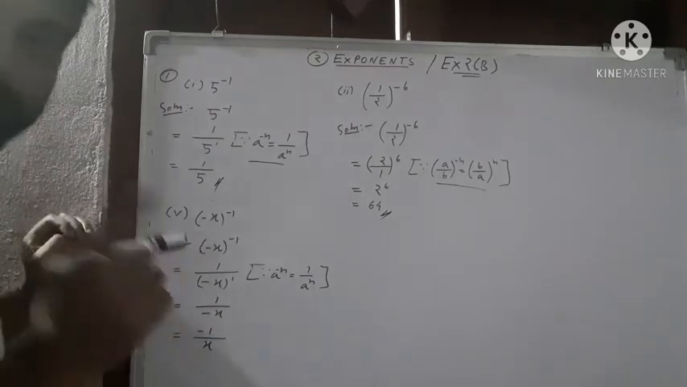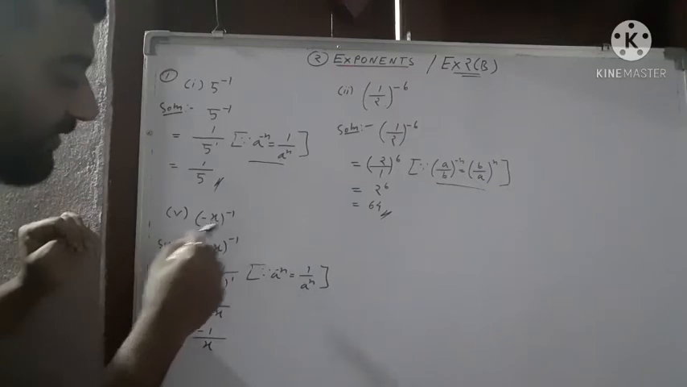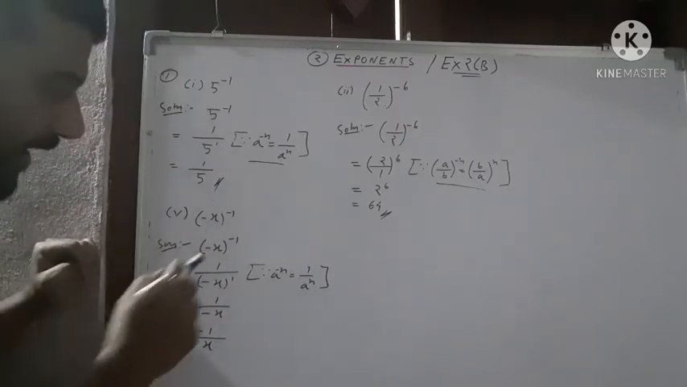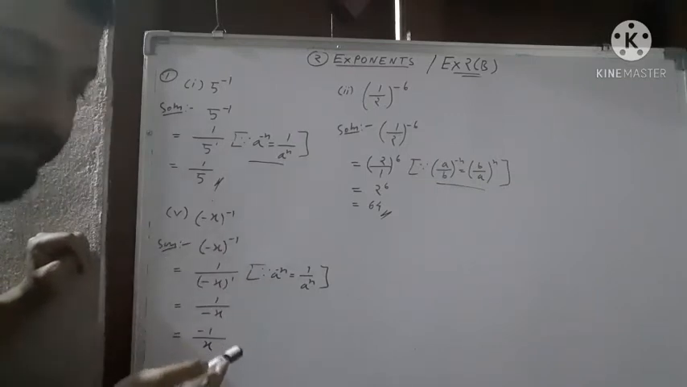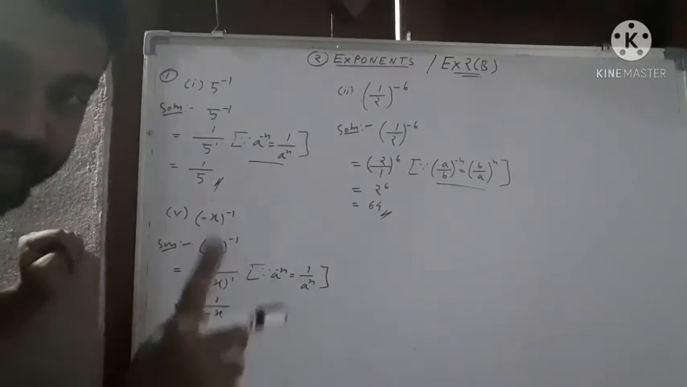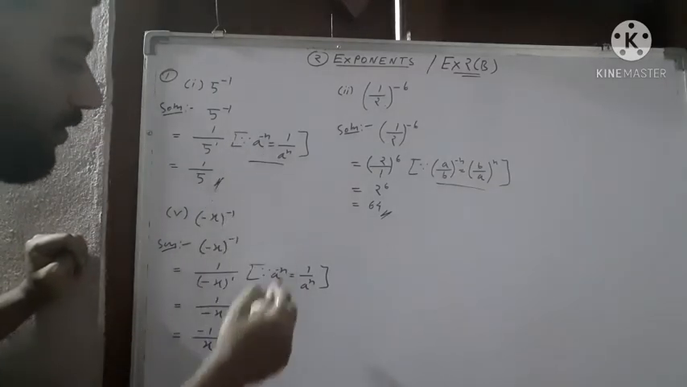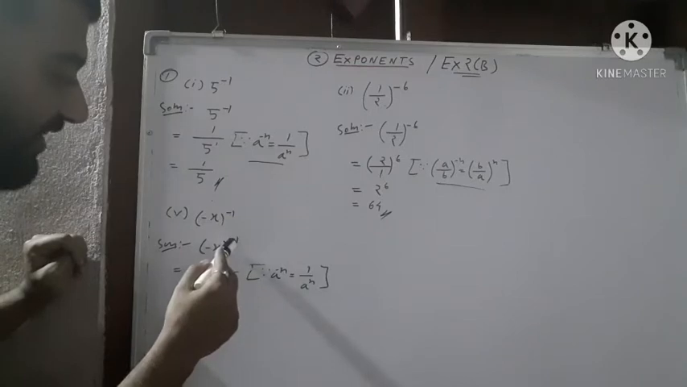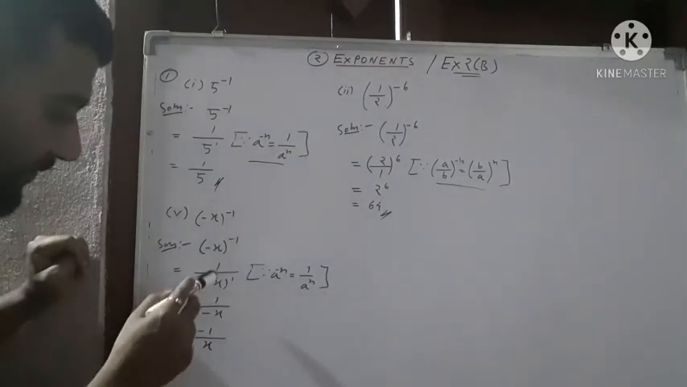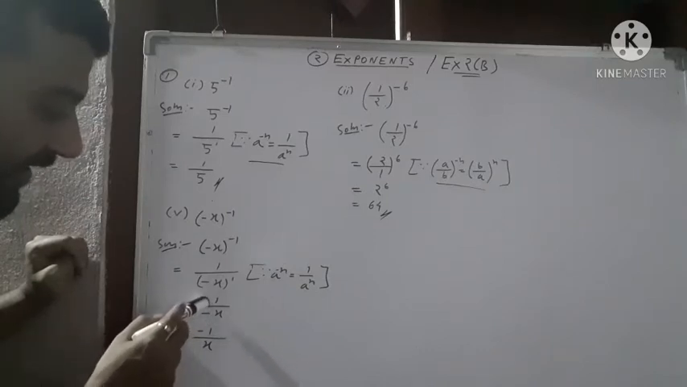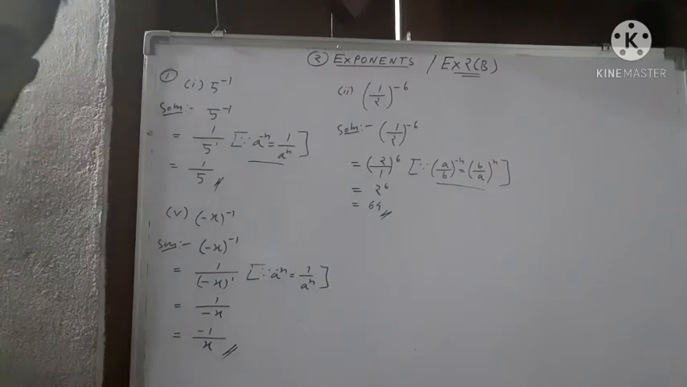Again for the fifth, go to the Roman number fifth. It is given minus x whole power minus 1. In this case we can write it as 1 by minus x power 1. That is the same law we have used here. Whenever the power is negative, if we write 1 by, it becomes positive. So therefore it is 1 by minus x. This minus goes up and it becomes minus 1 by x.